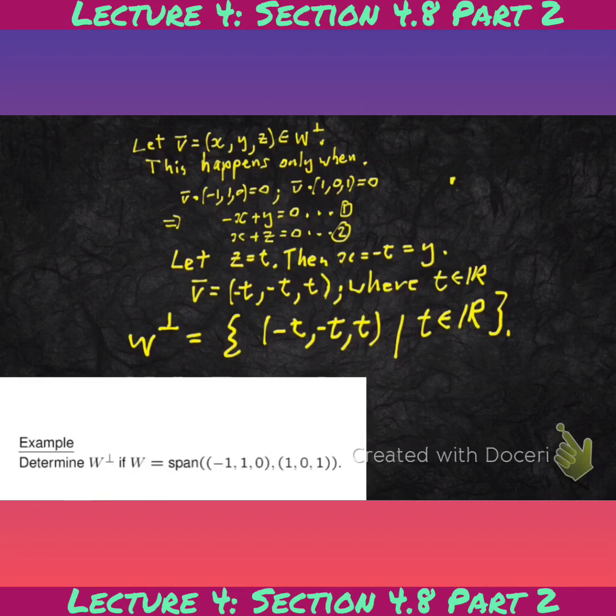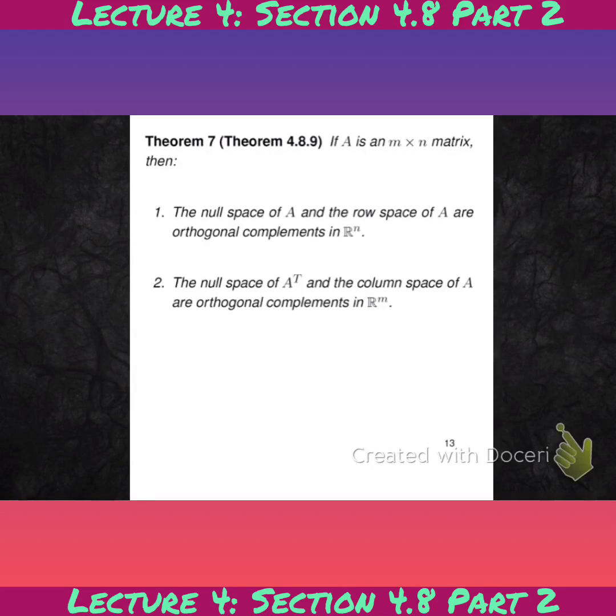And next we just have Theorem 7, which states that if A is an m by n matrix, then the null space of the matrix A and the row space of A are orthogonal complements of one another. Also, the null space of A's transpose and the column space of A are also orthogonal complements in Rm. Now let's look at the first one, why that is the case.